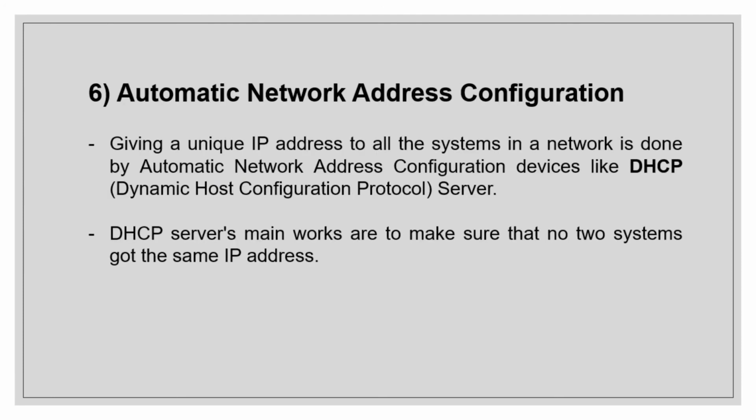Automatic network address configuration. Giving a unique IP address to all of the systems in the network is done by automatic network address configuration devices like DHCP. DHCP, or Dynamic Host Configuration Protocol, servers make sure that no two systems get the same IP address.